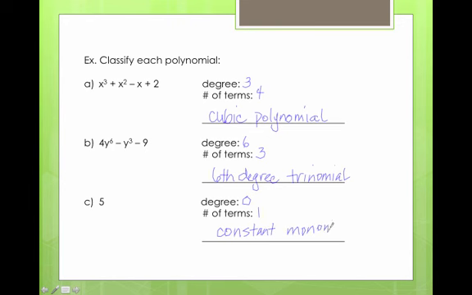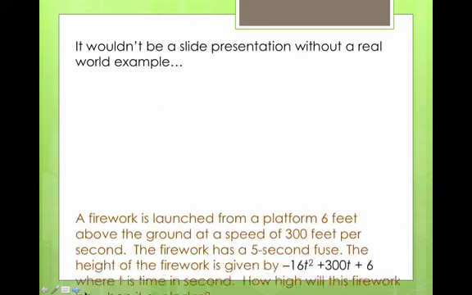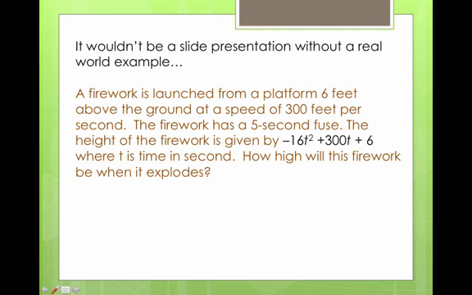Okay, so, of course, I have to have a real world example here. So, we're looking at a firework. It is launched from a platform that is already 6 feet above the ground. It's going to be launched at a speed of 300 feet per second. So, if it's got a 5-second fuse, I want to know how long before it explodes. Well, here's the height of the firework at any time based on the number of seconds. T is seconds, the time since it has been lit.